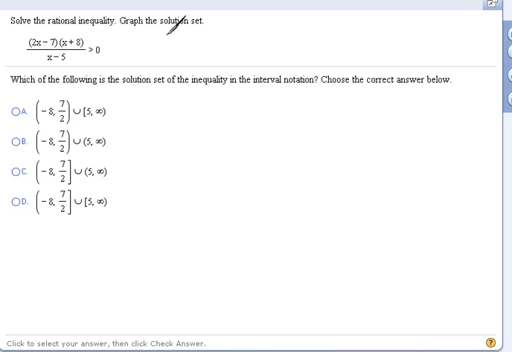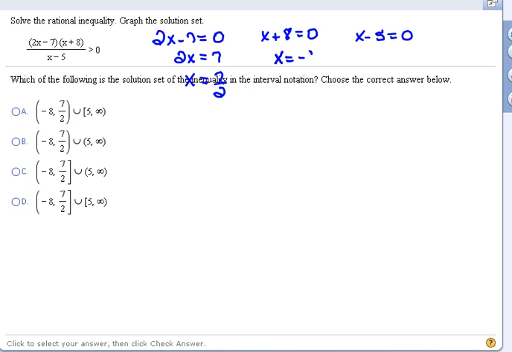Now what we're going to do is take each one of those factors, the 2x minus 7, and set it equal to 0, the x plus 8 and set that equal to 0, and then the x minus 5 and set that equal to 0. We're finding our critical values. If we add 7 to both sides, we get 2x equals 7, and dividing both sides by 2, we get x equals 7 halves. Over here, if we solve, we get x equals negative 8, and over here we'd have x equals positive 5. So these are our critical values.